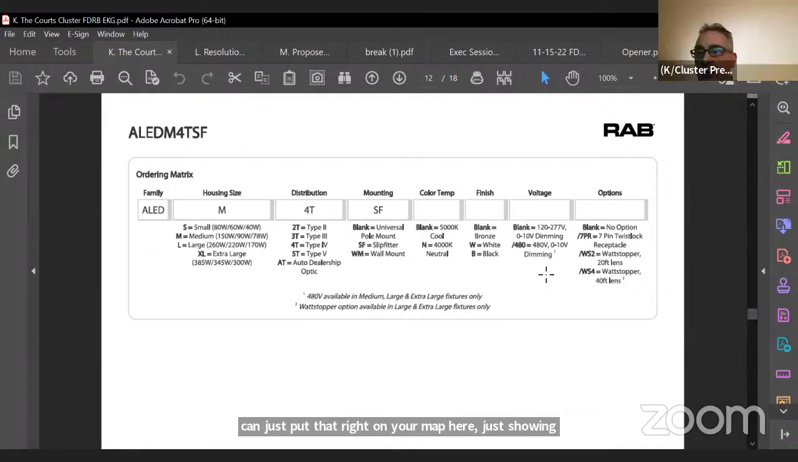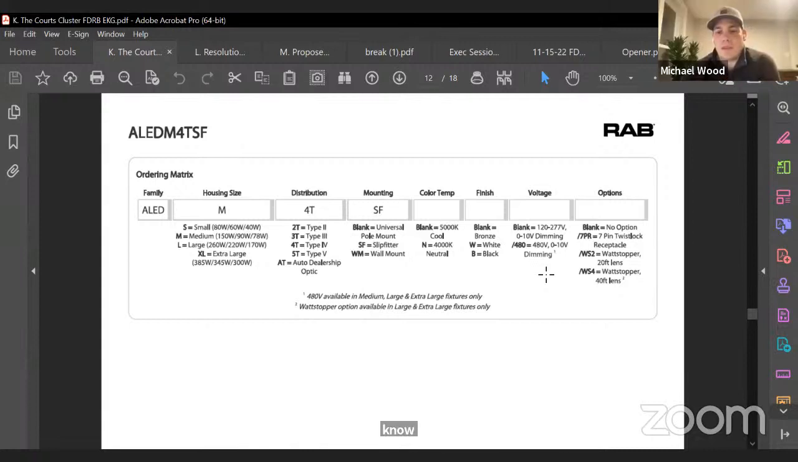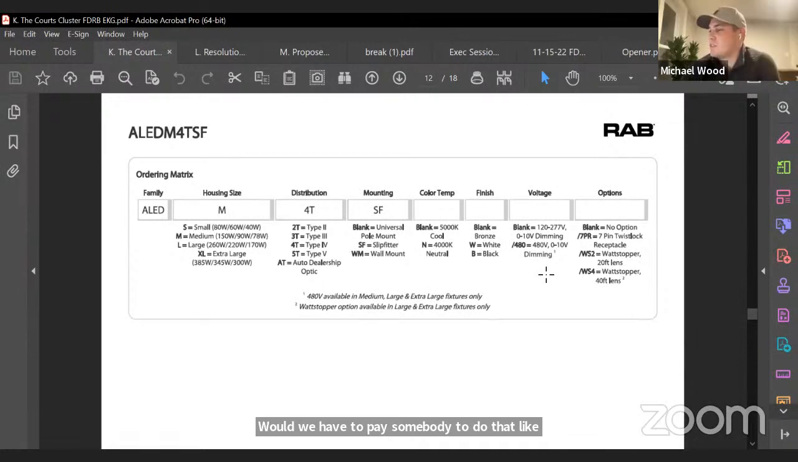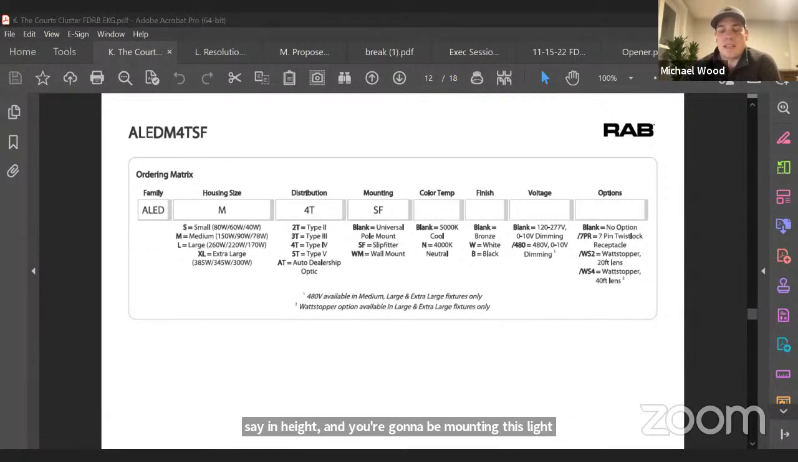Would we pay somebody to do that? Would we have to pay somebody to do that, like a professional? I think if you had somebody capable of using a computer, with Adobe or something like that, you could probably put it together. Essentially all we're trying to see is, okay, your current poles are 10 feet, let's say, in height, and you're going to be mounting this light to it. How far does the light spread? Because that's something you're going to want to know too.